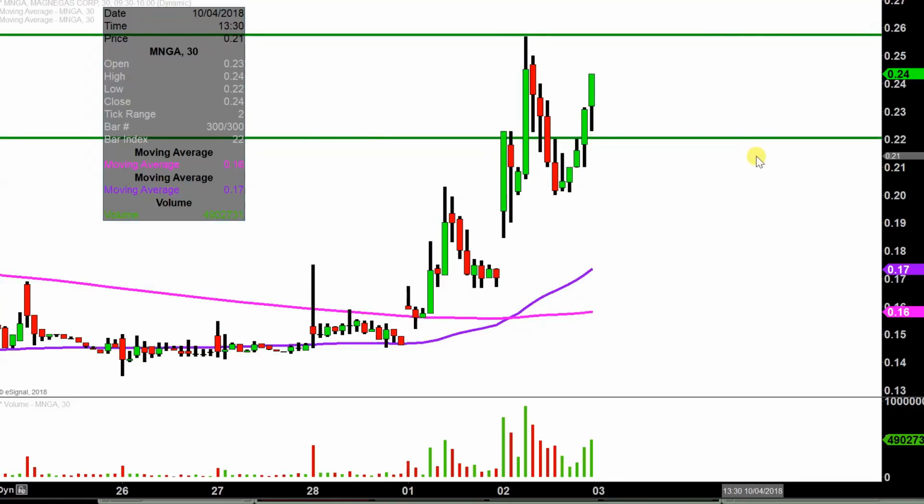So 26 and then 22, the levels of support going into tomorrow. Again, assuming that it actually closes up above 30 cents, or I guess assuming it opens up above 26 cents, because if it opens at 27, well then yeah, you still have the ability to stay up above 26.